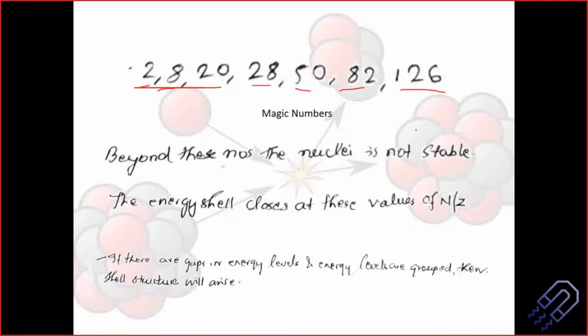So if there are any gaps in the energy level, then they actually form different shells altogether. We can actually plot it. We will see it later. We are going to see it in the next class. Even today, we are going to see one part of it. If there are gaps in the energy level, that will form one shell. But then there are some energy levels which are grouped. That means on the energy scale, they are very, very close to each other. Then this shell structure will arise.